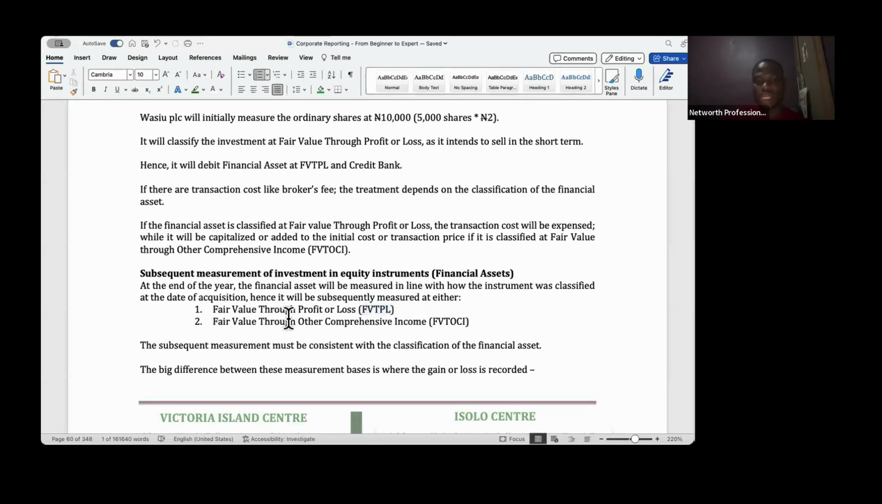But if you are measuring it at fair value through OCI, that change in value of 5,000, you have to take it to OCI, other comprehensive income. And don't forget, anything that steps its leg into OCI will end up in equity. So that's just the difference between measuring at fair value through P&L and measuring at fair value through OCI.